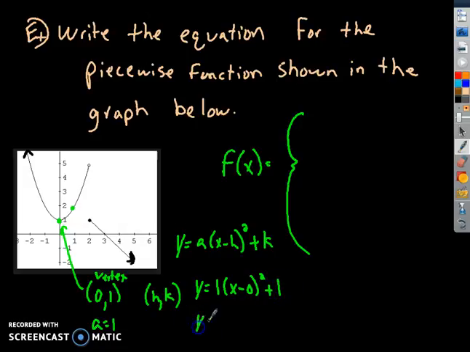Let's clean it up a bit. I don't really need to write the 1. I don't really need to write the subtract 0. So it's essentially x squared plus 1. So y equals x squared plus 1 when x is less than, and I'm not going to put the or equal to bar because it's an open dot there. And that graph begins at the number 2. So x less than 2.